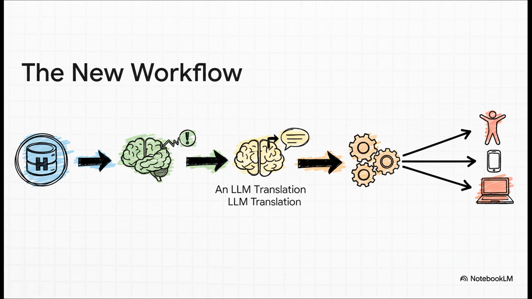And that is the new workflow in a nutshell. Data flows from the historian to an AI detector. An LLM translates it into plain English, and an automated system notifies the right people. This entire process, from just a subtle flutter in the data to an informed human taking action, can happen in a matter of seconds. It's a game changer.